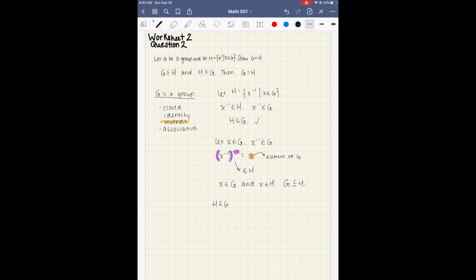So since H is a subset of G and G is a subset of H, we can say G equals H.